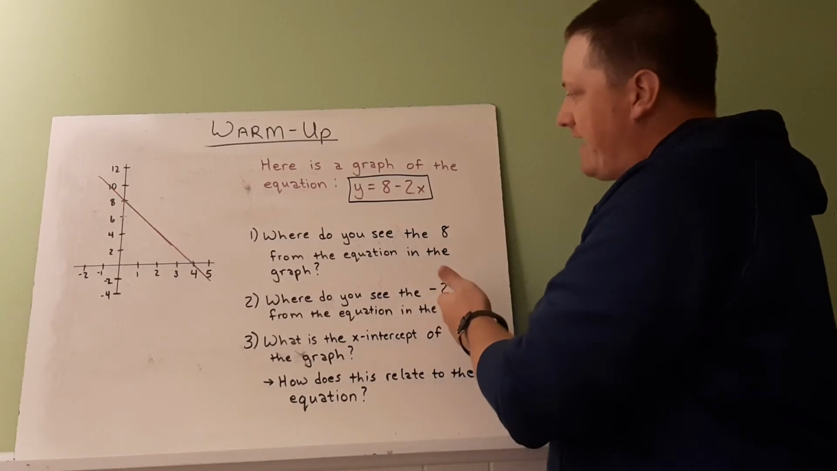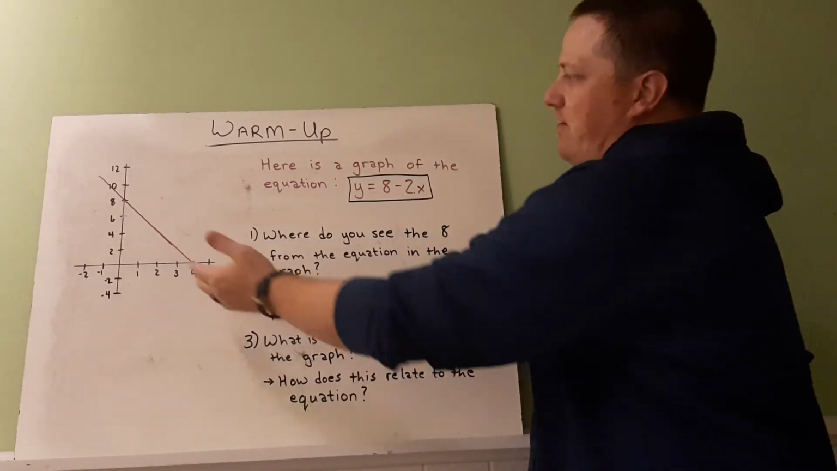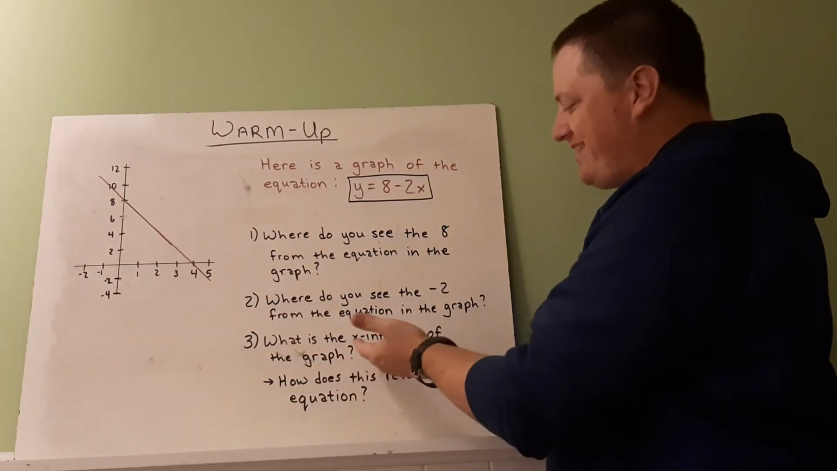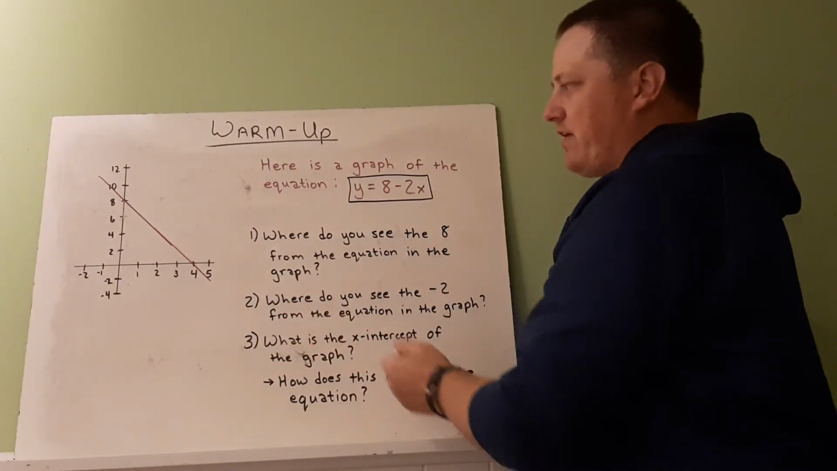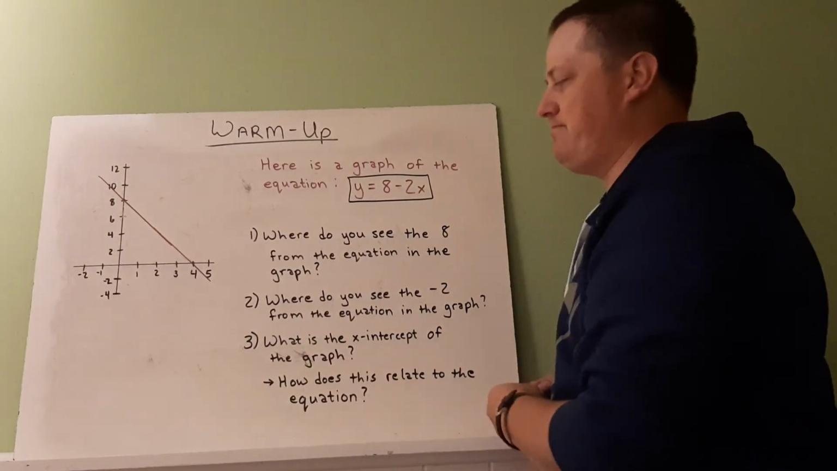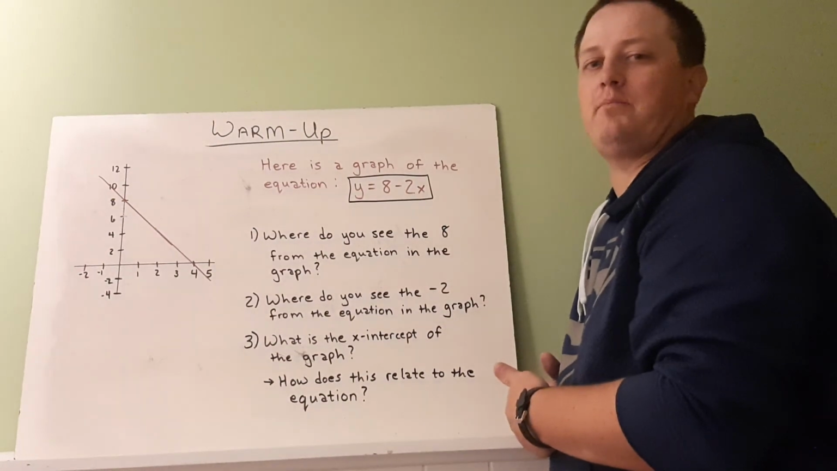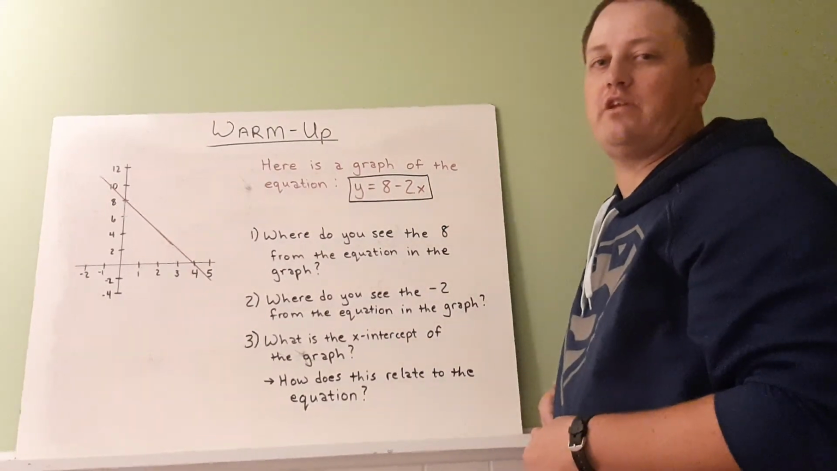Where do you see the negative 2 or the minus 2 from the equation in the graph? And what is the x-intercept of the graph? How does this relate to the equation? So again, answer these questions, bring your answers to class tomorrow, and they're going to start our discussion. Thanks.